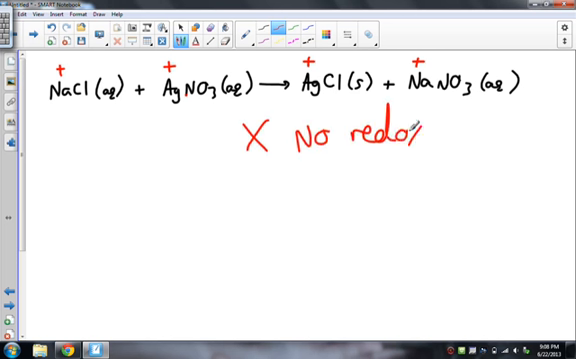There's no need to look at all the others. You'll get the same answer. If the charges of the metals or species are the same on each side, no redox.